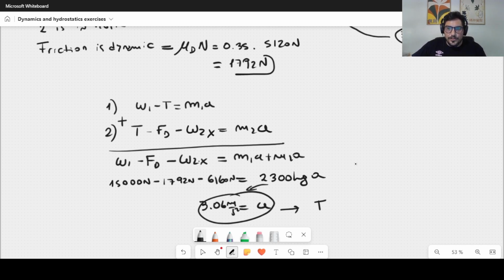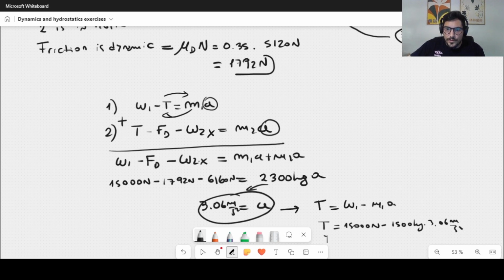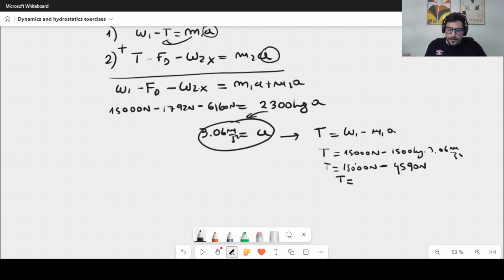Okay, and again, when we want the tension, we can replace acceleration here or here, and we finish. In this case, if we use the first one, tension is weight 1 minus mass 1 times acceleration. Now we pass this one to this side, and tension is weight 1, 15,000 Newton, minus 1,500 kilograms times 3.06 meters per second squared. So the tension is 15,000 Newton minus 3.06 times 1,500, which is quite close to 4,500, no? 4,590 Newton. We subtract, and we have the final value, which is 10,410 Newtons.